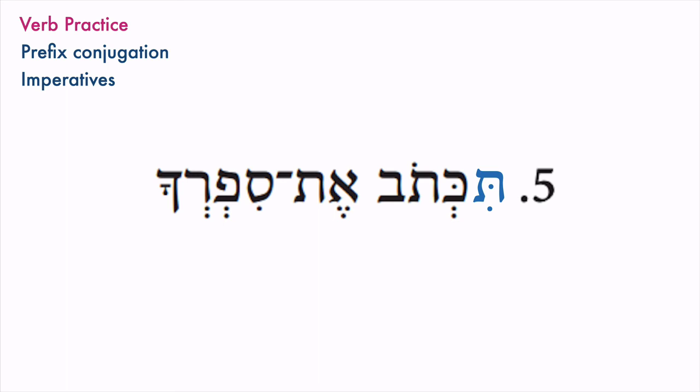Now we say, aha, tiktov, well, I memorized that form. That's just like tiktol or tizkor or any of the other forms we practiced. That means you will write. Katav means to write, tiktov means you will write. You will write et, and then the sefer, sifrecha is from sefer, book, cha, of you. You will write your book.